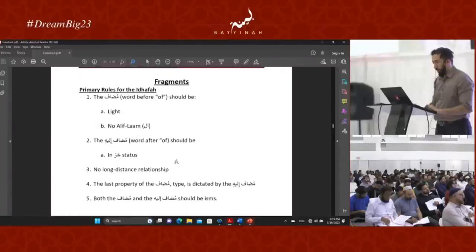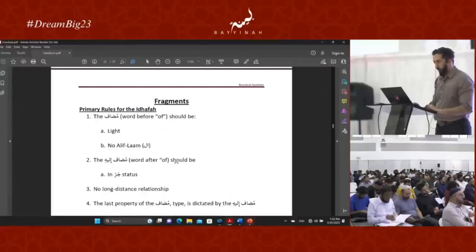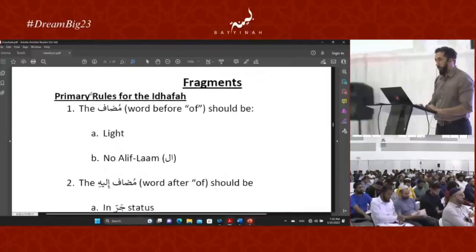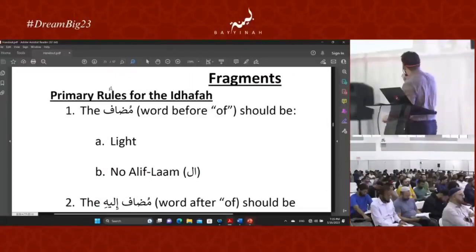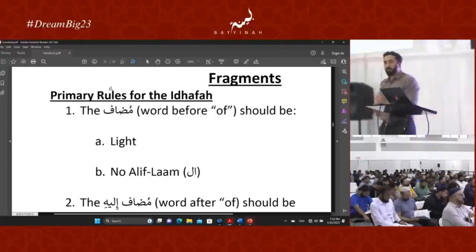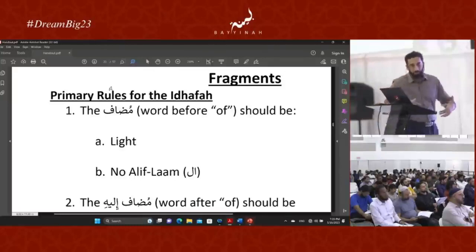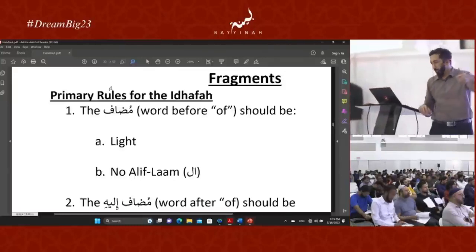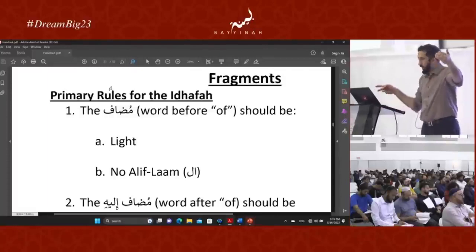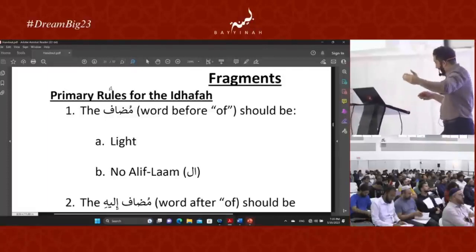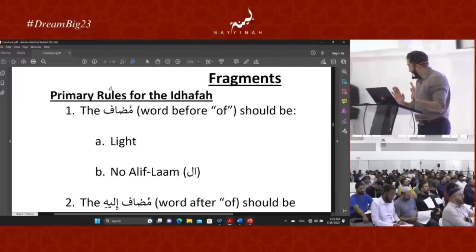Okay, it should be page 21. Fragments. Primary rules for the Idafa, it says on top. What does Idafa mean? Mudhaf and Mudhaf Ilayh together. Number 1, the Mudhaf, which is the word before the of, should be 2 things. What are the 2 things it says? It's light and no alif lam. We discussed this yesterday? Okay, good.